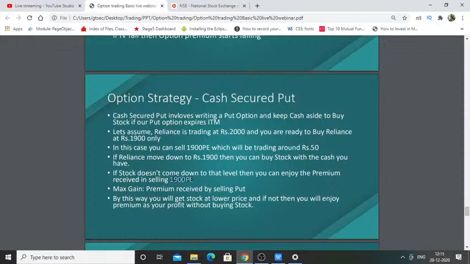In this case you are not taking the stock for your investment, as the stock doesn't reach your buy price, but if it doesn't come to your level, then you will enjoy the premium received. That will be the maximum gain. If the stock doesn't fall down, the premium received by selling the put will be your maximum profit. So this way you will get a stock at a lower price, and if not, then you will be enjoying the premium as your profit without buying the stock. So this is the option strategy, cash secured put.